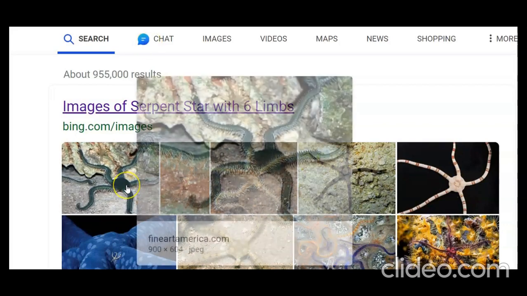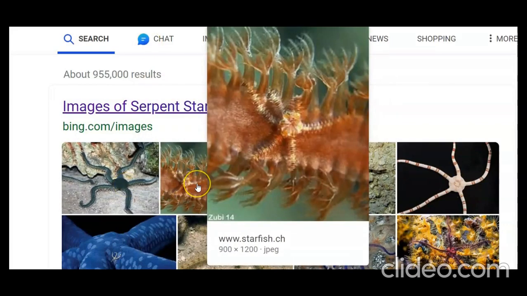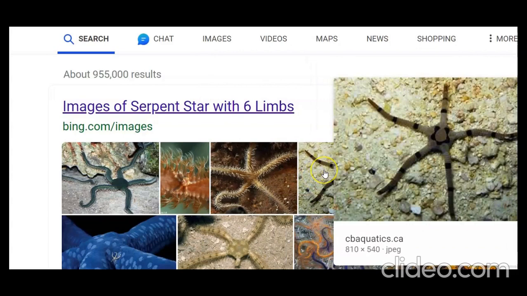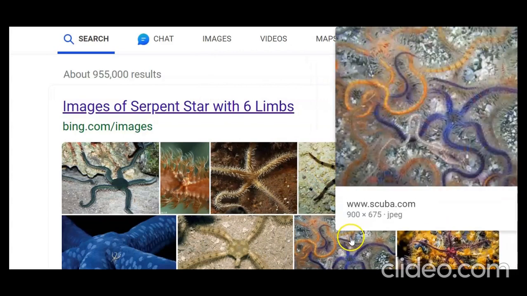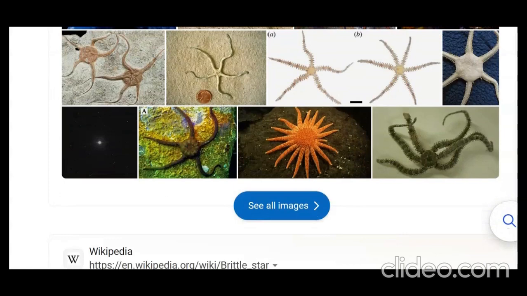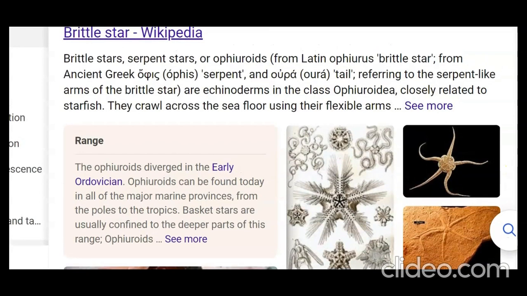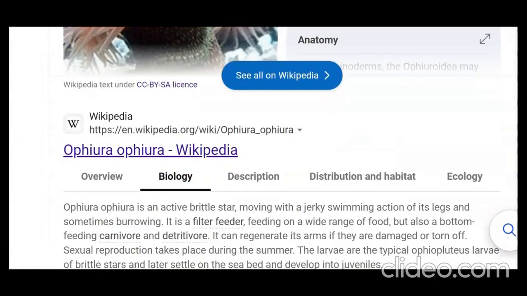Yeah, this is interesting as well, like when you have this sea creature called the serpent star. It's usually got the 5 limbs. You can see how similar it is to the hex symbol. It's usually got the 5 limbs, but sometimes it grows a 6th if it loses one. It can grow back a 6th limb. The bottom feeder, carnivore, and detritivore. Regenerate its arms if they are damaged or torn off.